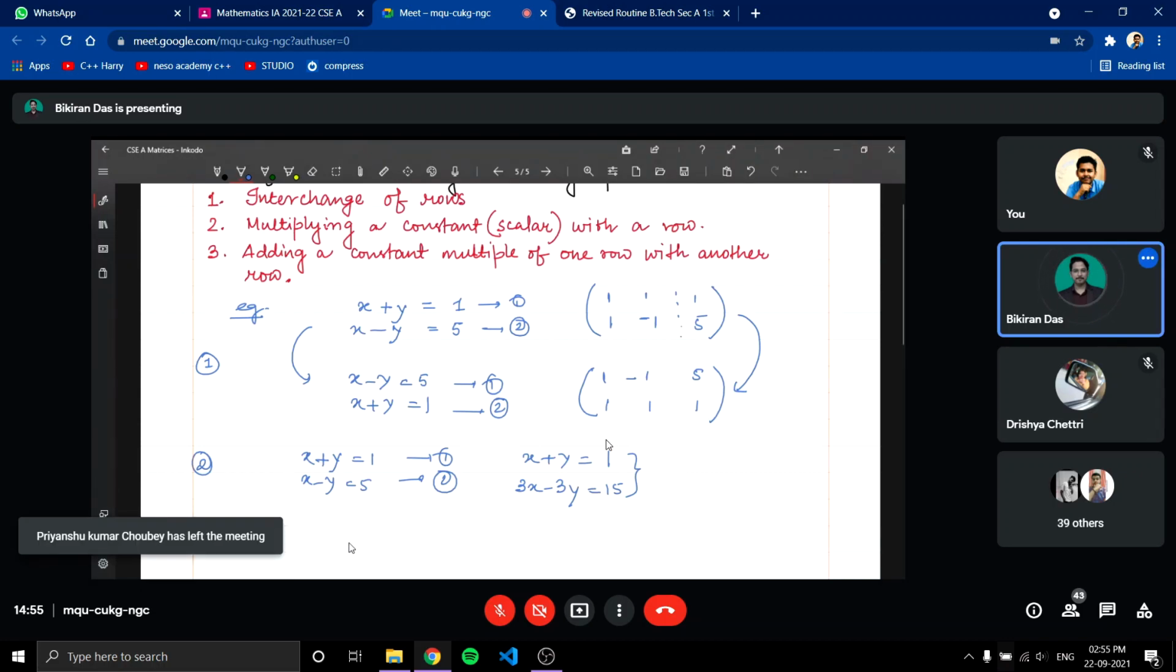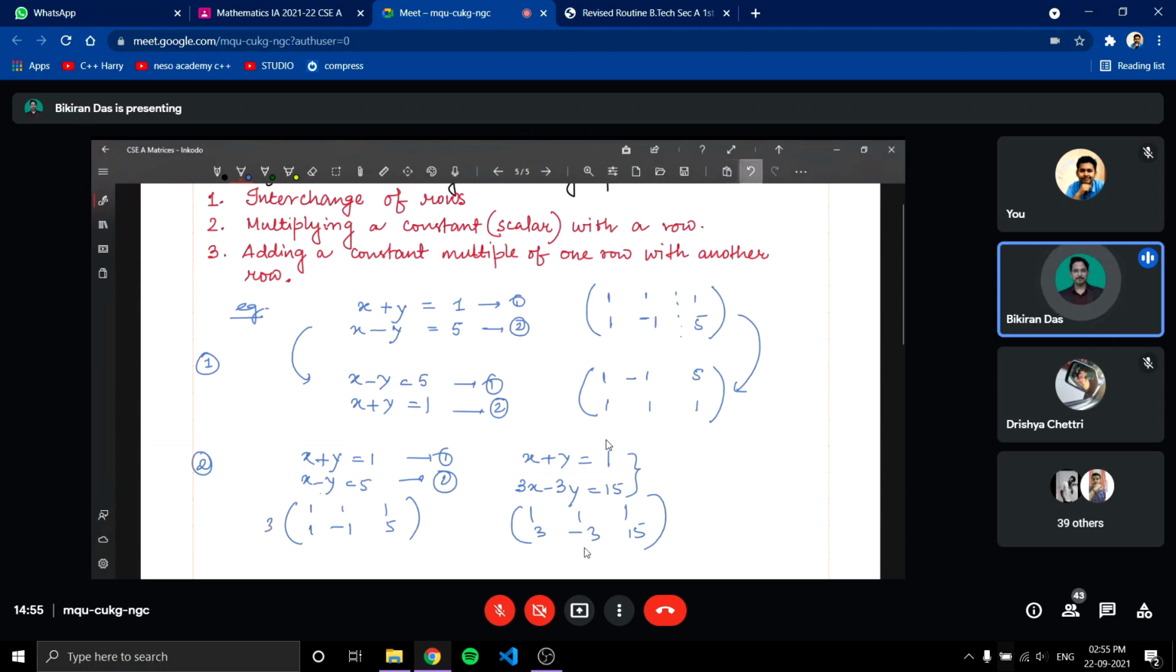Obviously not. They are the same thing, just we have multiplied by 3. So what can we do? If this is the matrix 1 1 1 and this is 1 minus 1 5, this will be what? This is 1 1 1 and this is 3 minus 3 15. So what we have done is just multiply 3 with the second row. That won't affect the solution.